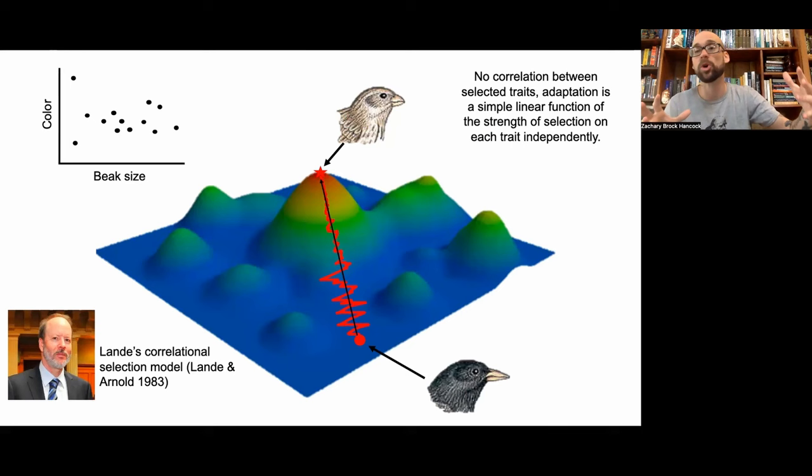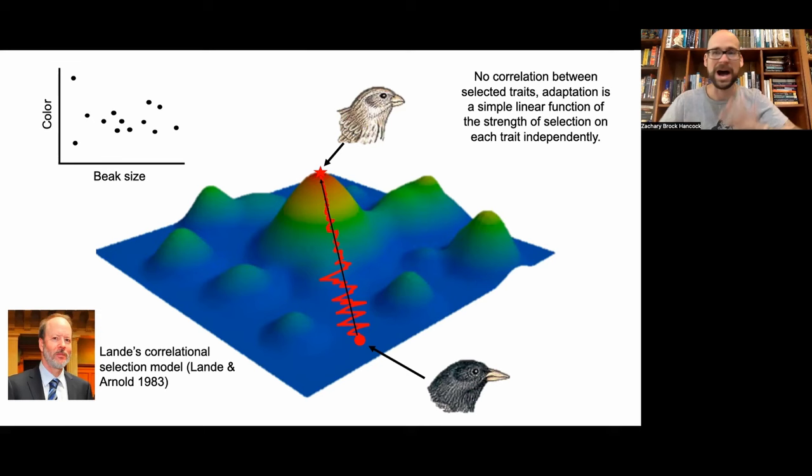In the case in which there is no correlation, such that these traits are completely independent of each other, that's what I'm showing here. It's a flat line, right? There's no correlation between these two traits. Then selection is just going to take a linear path to the highest peak. It's going to just walk that linear path, and it's not going to take any wide meandering journeys through that fitness landscape.